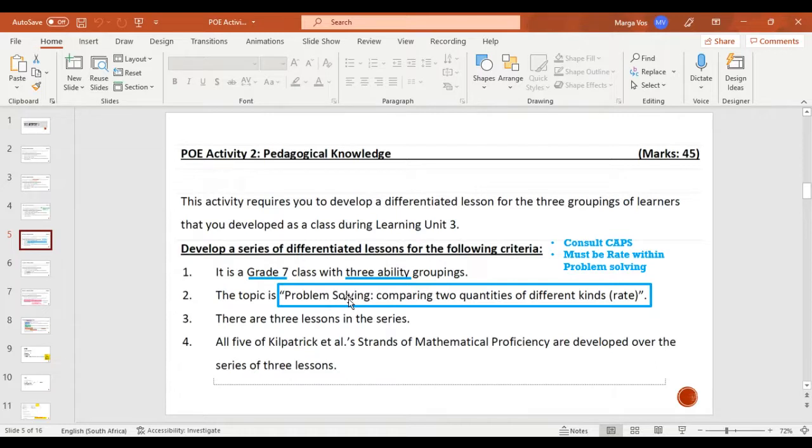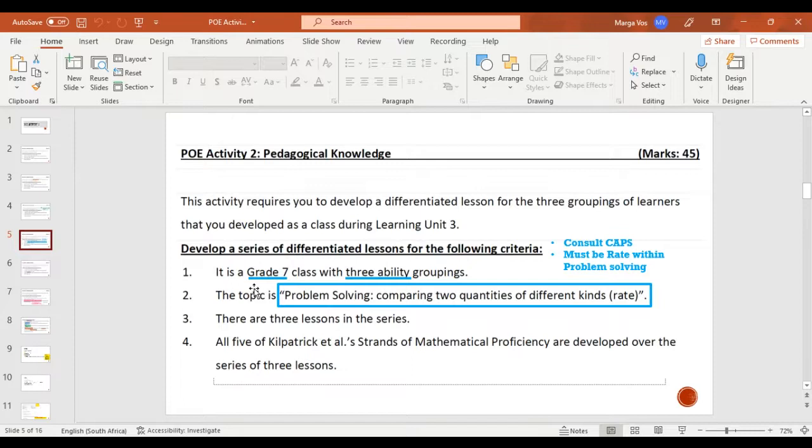Right, so that is done now. You know the 3 ability groupings, and you know that it's going to be for grade 7. Our topic is problem solving, where we compare 2 quantities of different kinds, and we call that rate. So your lesson has to focus on rate and how to do problem solving.